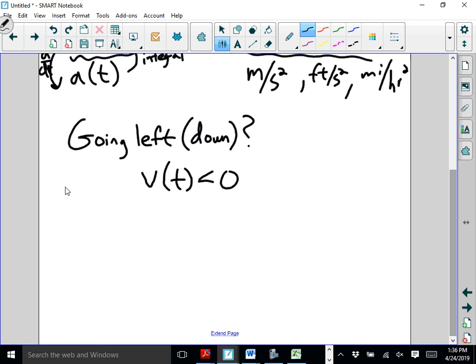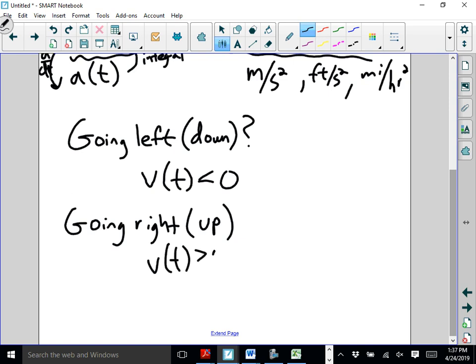Going right, or if it's moving along the y-axis, going up, that's whenever our velocity is greater than 0. Okay? So, for example, let's say I know v of t is equal to t squared minus 8t plus 12, and we're on the interval 0 to 10.